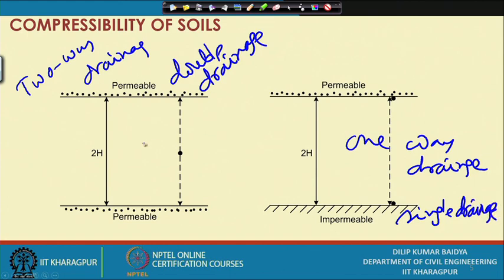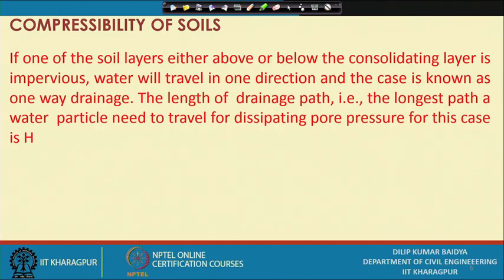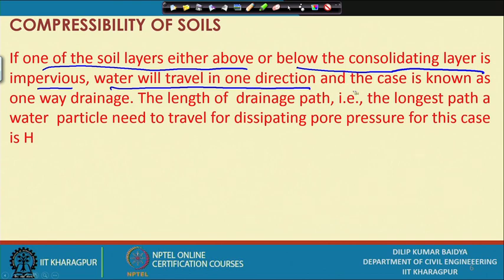Okay. So, with double drainage, the h will become half the thickness of the layer, and with single drainage, h will be the thickness of the layer itself. This is the same thing repeated here, whatever I have just told. If one of the soil layers, either above or below the consolidating layer, is impervious, water will travel in one direction, and the case is known as one way drainage.